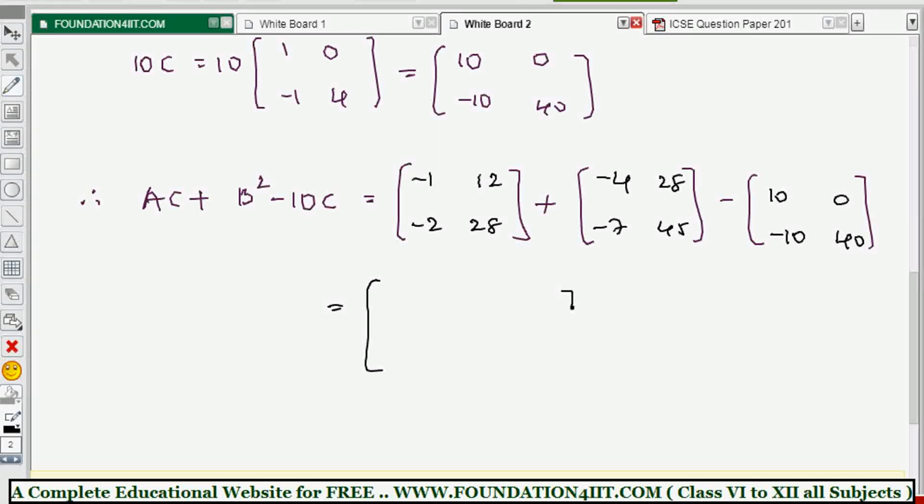That is first, both will add, subtract second, minus 1 plus minus 4, so minus 5 minus 10, so that is minus 15. Similarly 12 plus 28 minus 0 is 40. Again minus 2 plus minus 7, so minus 9, and plus 10, that is 1. And 28 plus 45 minus 40, so 33 it is, right? That's it. So this is our AC plus B square minus 10C.